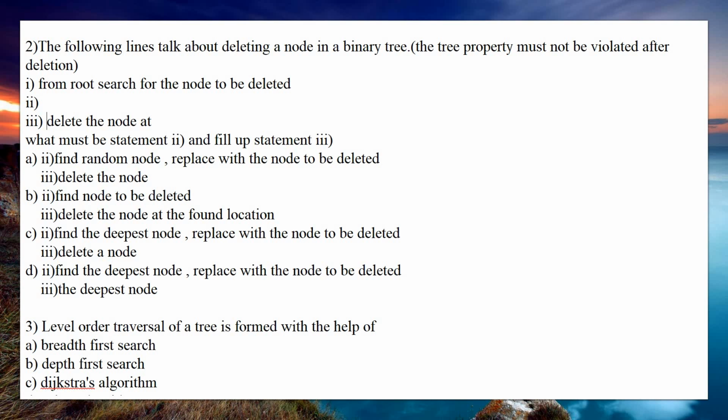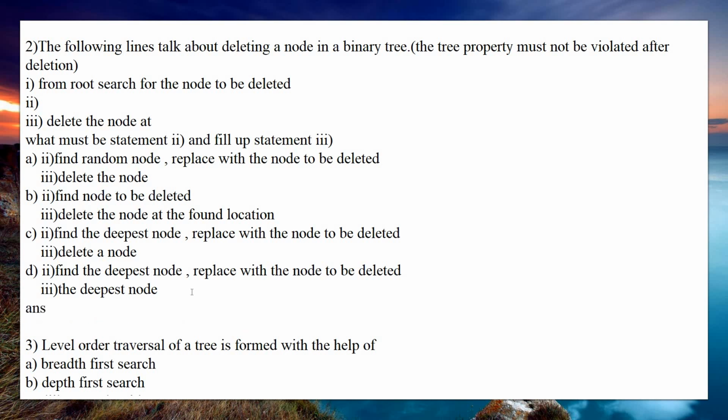So in option D you can say find the root, then search for the node to be deleted, then in the second line find the deepest node, then you are going to replace with the node to be deleted, then you need to delete the node at the deepest node. So this gives the proper sentence. First, from the root you are going to search for the node to be deleted, then after that find the deepest node and replace the node to be deleted, then you need to delete the node at the deepest node.